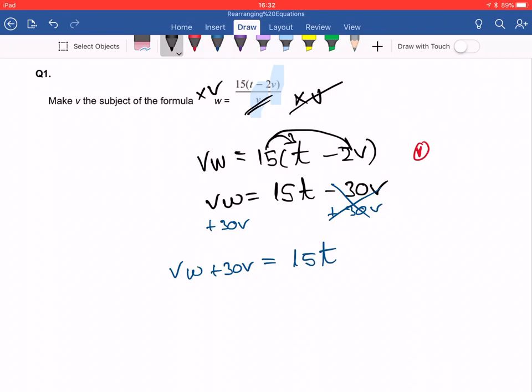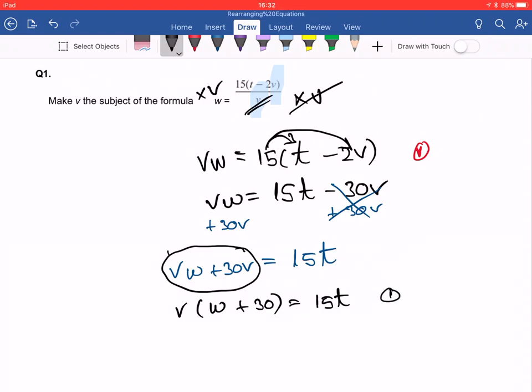Probably going to take a common factor of V. Nice. Factorize essentially. Yeah, let's factorize it. Now we've got W plus 30. And then if I expand this back out, I'm just going to get this line on top. That's equal to 15t. And I would probably say this is 1 more mark. Cool. And the last mark is just giving the final answer.